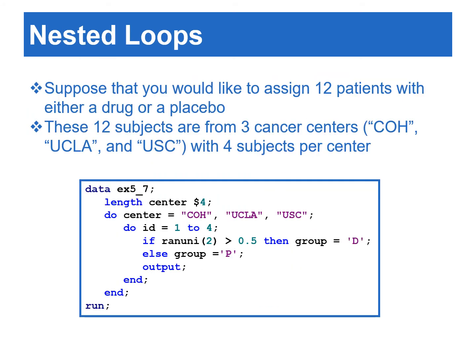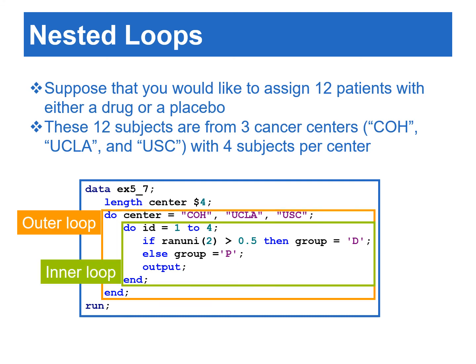A common application for using loops is placing a loop within another loop. To continue with the previous example, suppose that we would like to assign 12 subjects from 3 cancer centers, with 4 subjects per center, where each patient has a 50% chance of receiving either the drug or a placebo. A nested loop can be used to solve this problem.